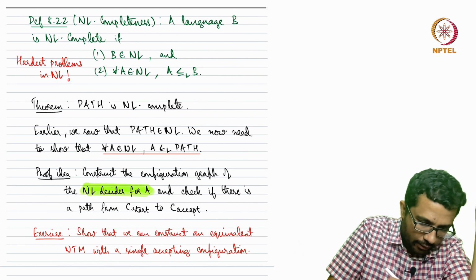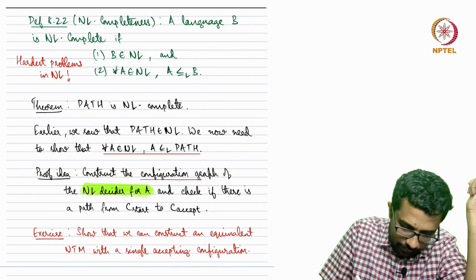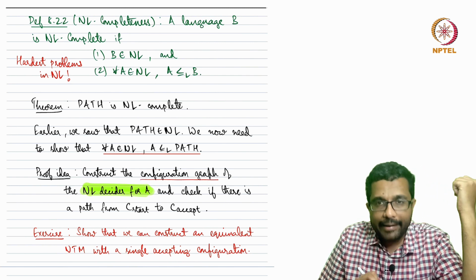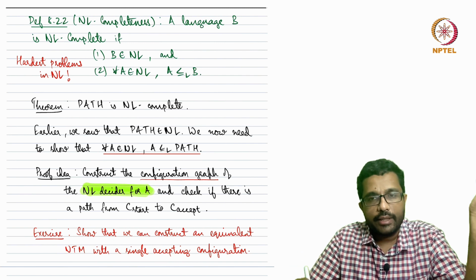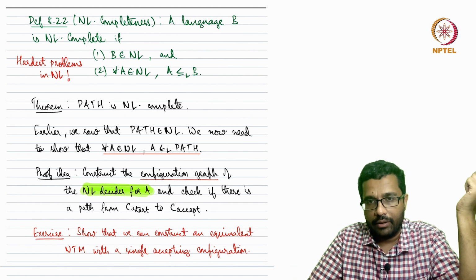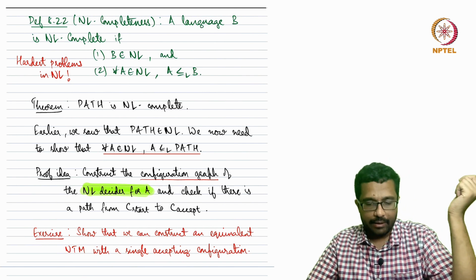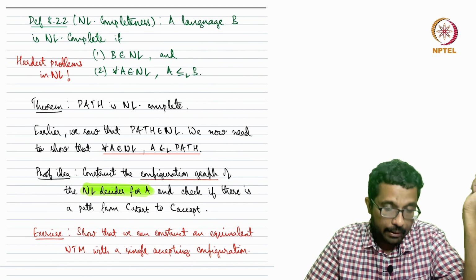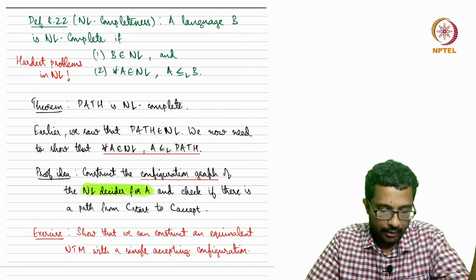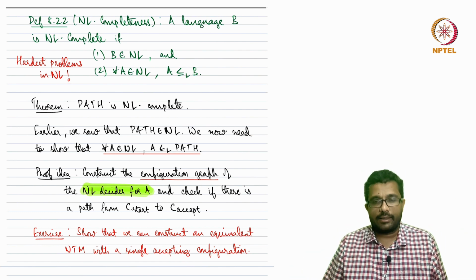Right, we construct the configuration graph of the NL decider for A, and all that we are doing is checking whether there is a path from the starting configuration to the accepting configuration, right? I think I mentioned it in the previous lecture, but I will say it again. This assumes that there is a unique accepting configuration, because otherwise there could be multiple accepting configurations.